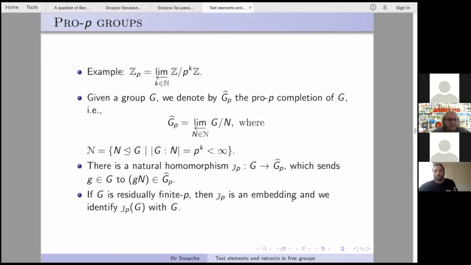And why is this important for us? Whenever we have an embedding, we can identify the image of G with G inside G-hat_p. So G lives inside G-hat_p. The same thing happens here: Z lives inside Z_p. Okay, so now let me give you the two main ingredients in the proof of Theorem A.